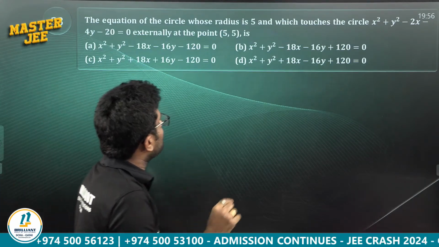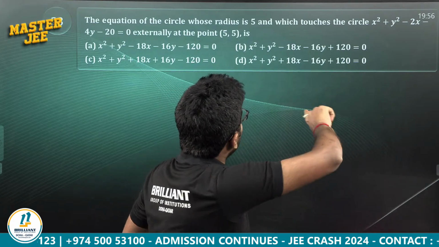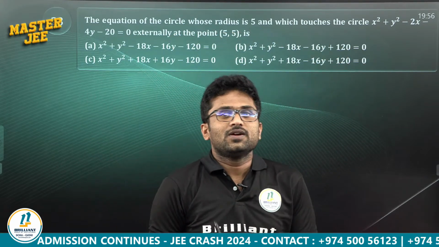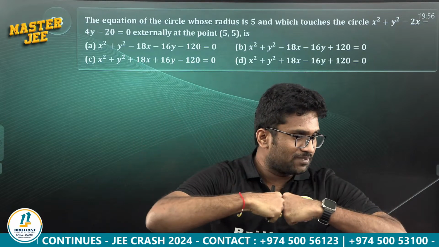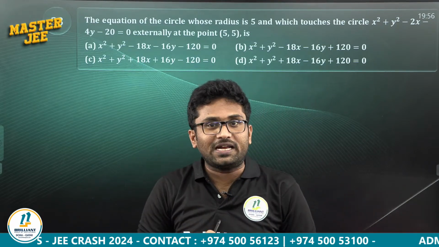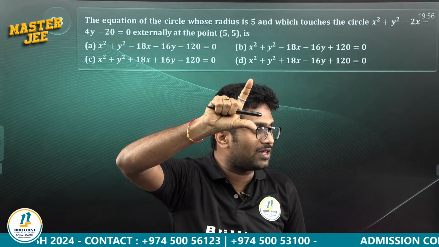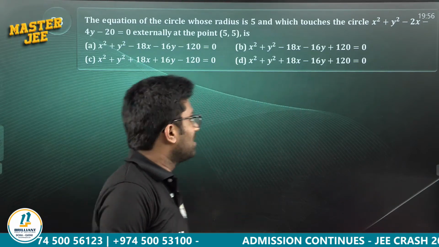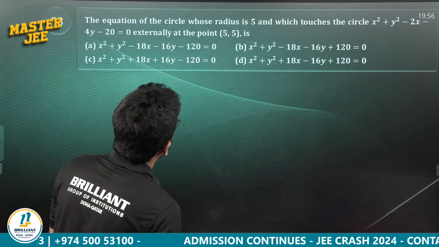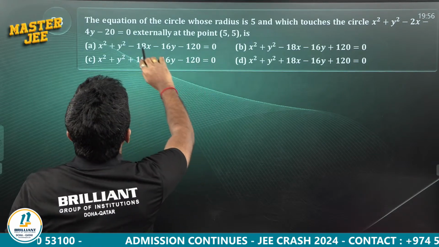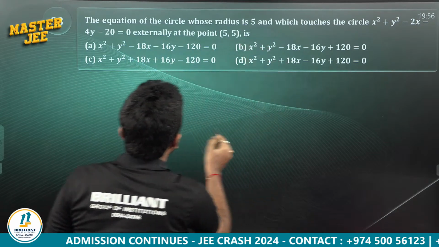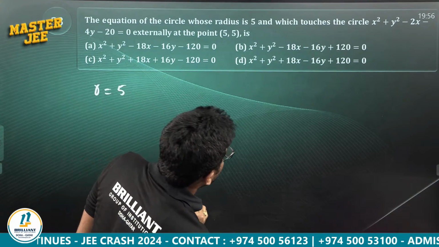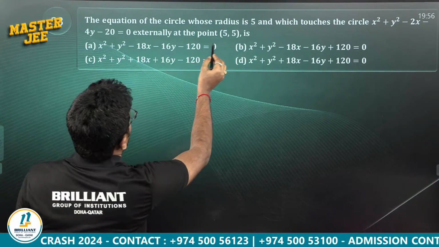Next, the equation of the circle whose radius is 5, which touches the circle externally at a point. Friends, if two circles touch externally, then the distance between their centers C1C2 is equal to R1 plus R2. That's it. First, the equation of the circle whose radius is 5, they have given r equals 5, and which touches the circle externally at the point (5, 5).